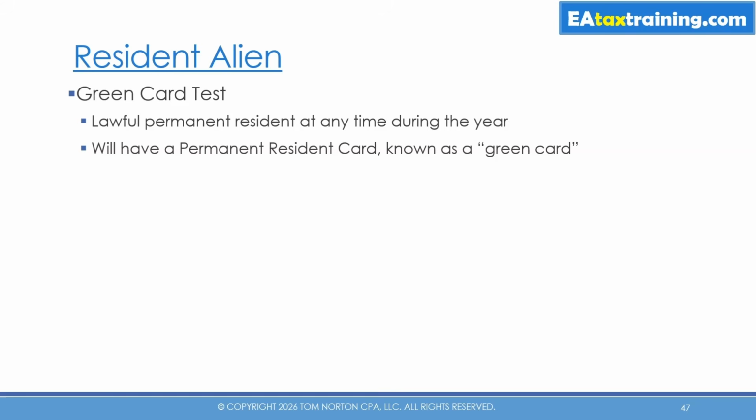First, the green card test. This is for a lawful permanent resident. They will have a permanent resident card, also known as a green card, due to its color. So this one is pretty straightforward. Talking to your client, are you a lawful permanent resident? Yes. Can I see your green card? And then that is something you will probably want to get a copy of. It will help to establish their identity and to show that they are, in fact, a lawful permanent resident and they are a resident alien.